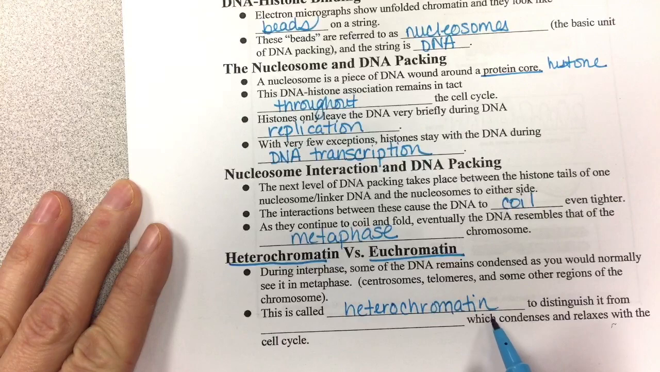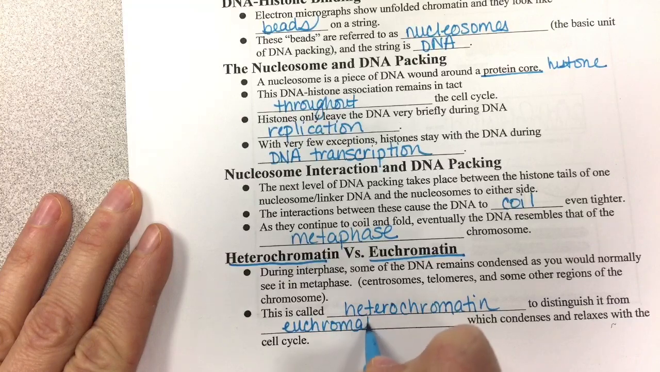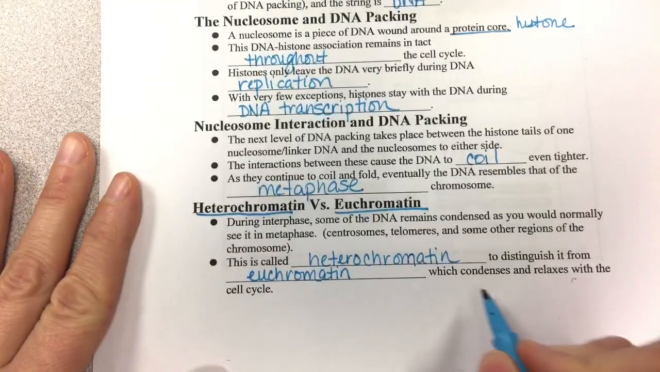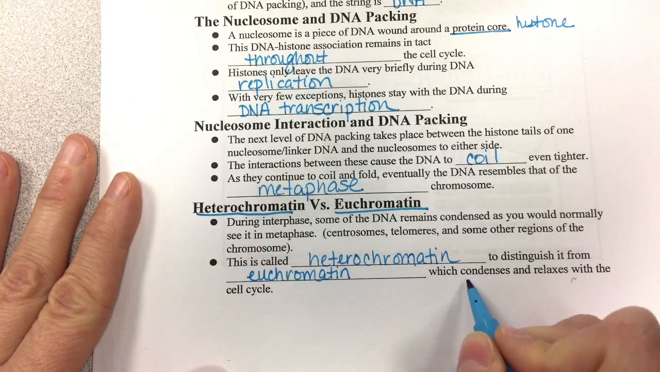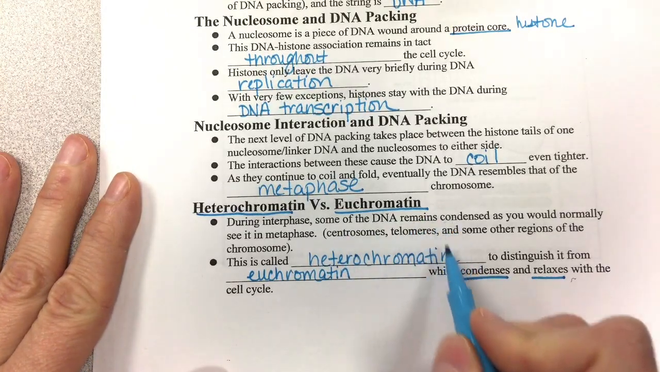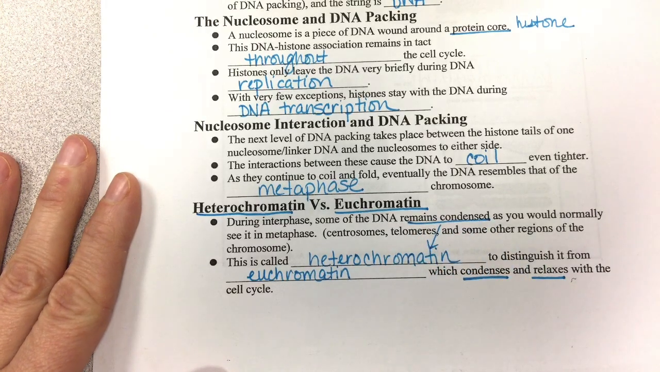This is called heterochromatin to distinguish it from euchromatin, which condenses and relaxes with the cell cycle. So euchromatin condenses and relaxes. This one remains condensed. All right, so that's a new thing. So let's flip over the page.